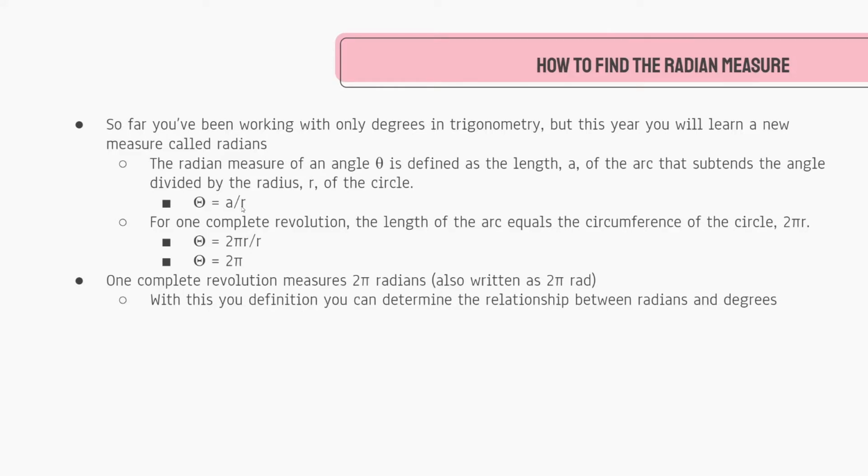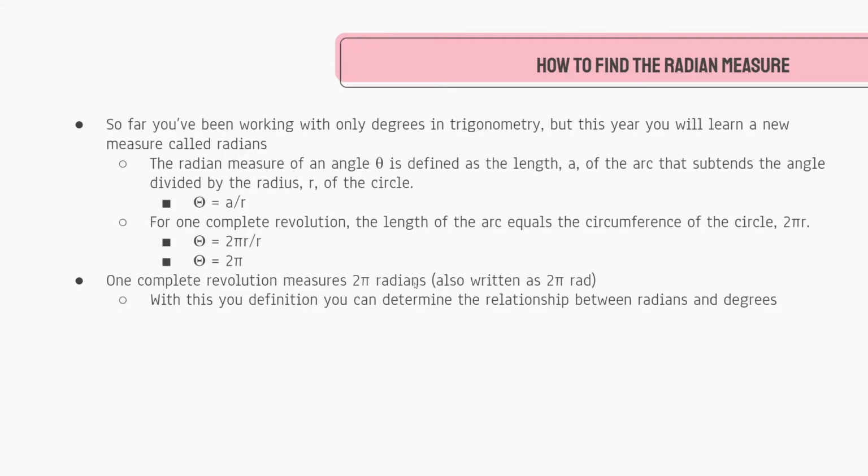So for example, if we want to actually define what a radian is, we know that for one complete revolution, the length of the arc equals the circumference of the circle, which is of course 2 pi r. So we don't know what theta is yet, but we know that theta is equal to 2 pi r divided by r, which is the radius. Therefore, theta is equal to 2 pi. So from that, we know that one complete revolution measures 2 pi radians, which is always written as 2 pi rad, so rad instead of radians, just because it makes your life easier.